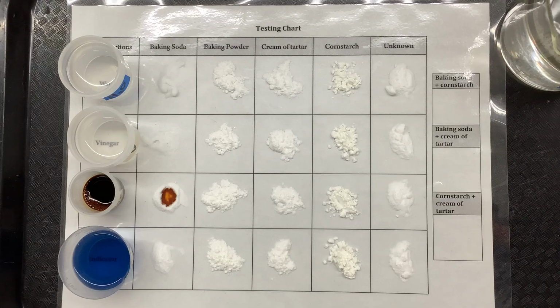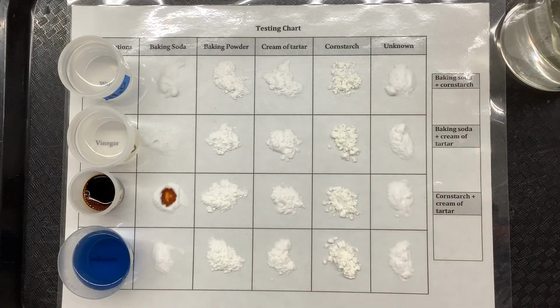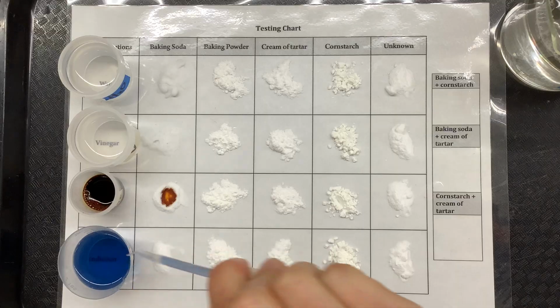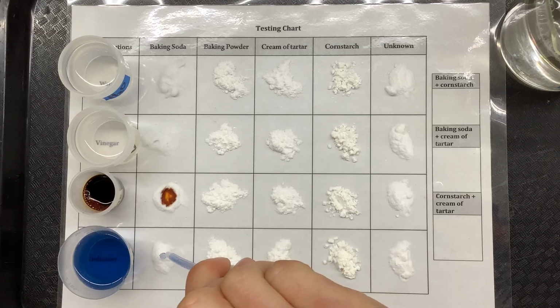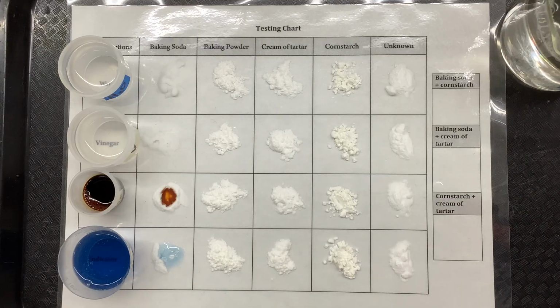Okay, just about ready to do the indicator solution. Just gotta rinse out my dropper. Okay. Indicator solution. Oh, okay. Like light blue color. Cool. I'm going to rinse out my dropper, and then I'm going to work on baking powder.